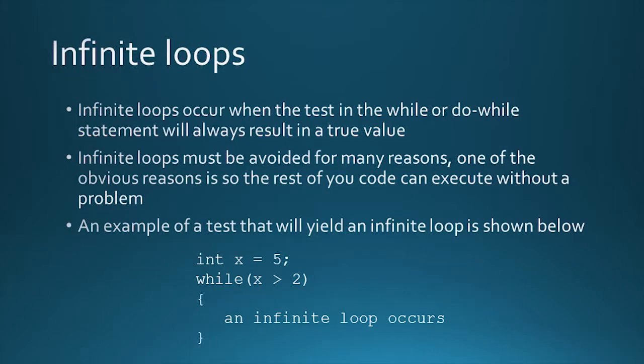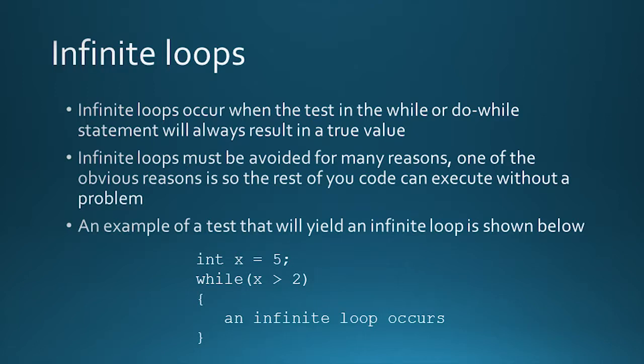Infinite loops can occur when a test in a while loop or a do while loop will always be true. An infinite loop must always be avoided for a number of reasons, and one obvious reason is so that the rest of your code can execute. An example of an infinite loop is if you declare an int variable with the value of 5 and then test if that variable is greater than 2. 5 is always greater than 2, so that loop will run indefinitely or until you run out of memory.